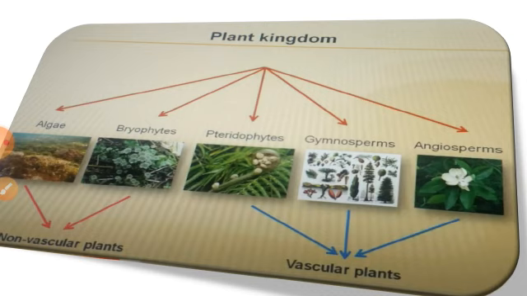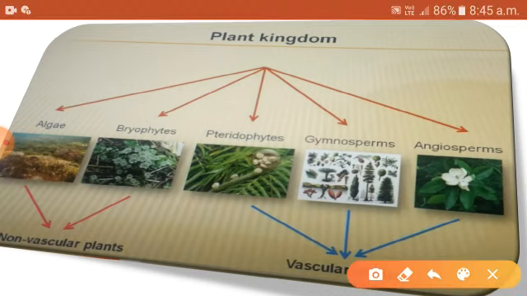Pteridophytes are called vascular plants because of the presence of the vascular tissues. The plants belonging to gymnosperms and angiosperms are also vascular plants. But obviously, pteridophytes are the first vascular plants. As you already know, the groups of algae and bryophytes don't have vascular tissues. So, they are called non-vascular plants.